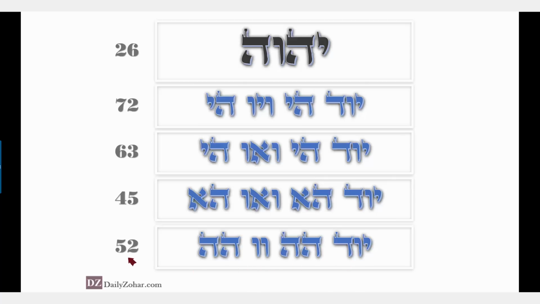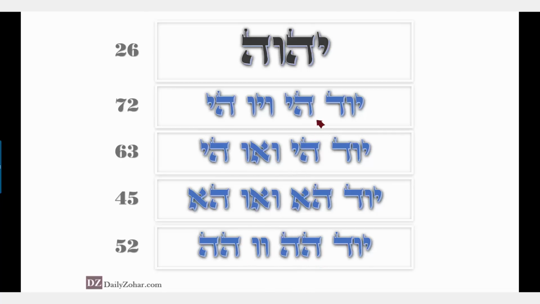Malchut, numerical value 52, this is the name as it's spelled, and it's called a double name of the Yud Kei Vav Kei. The Yud is Yud and the Vav Dalet. The Yud is 10, the Vav and Dalet is 10. It's like a duplicate, but that's how it's spelled always. Hey Hey, Vav Vav, Hey Hey.